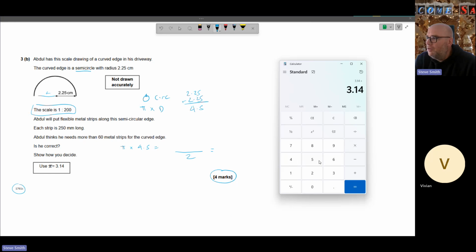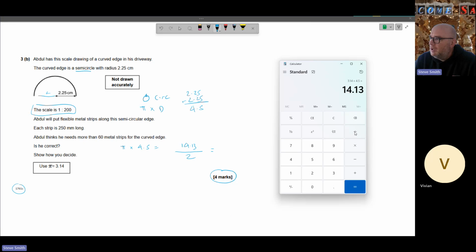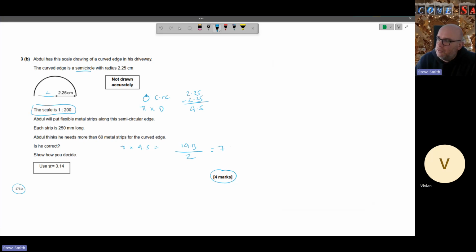3.14 times 4.5 equals 14.13. 14.13 divided by 2 equals 7.065. Right, this is where we now need to look at our scale, because it's saying here that for every 1 centimeter, that's the same as 200. So that's the map, that's real life.